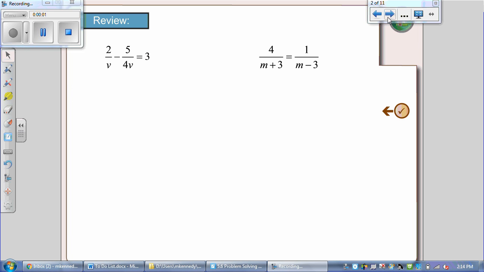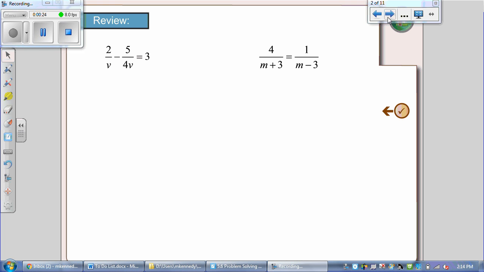At the end of the day, we want every question we do to look like one of these: either a fraction equal to another fraction, or a fraction plus or minus a fraction equals something. If you can get something to look like this, it's easy. How are we going to solve this first one?